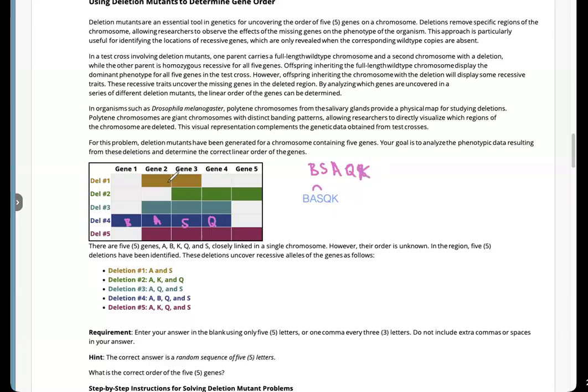Sorry. So gene 2 is SA. The only one that's going to tell me the order of A and S is that one, right? Because that's the only one that contains 2 and 3. And because deletion 2 contains A, not S, it's BSAQK, not BASQK. So that's what I did wrong there.